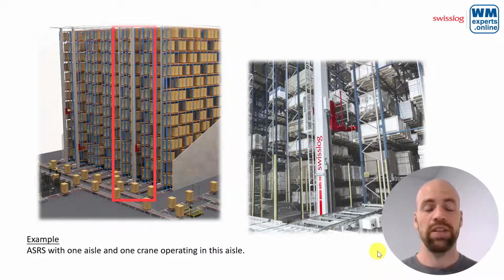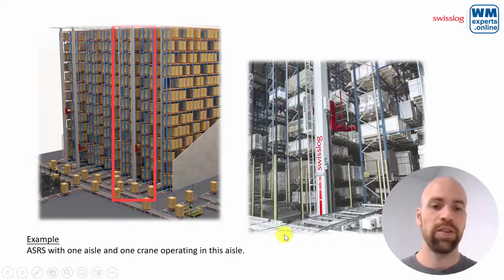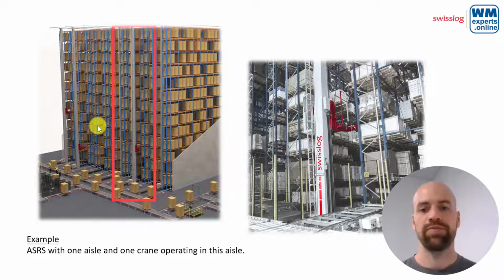Before we go into this, let us quickly talk about the practical example and the environment that I took here. Simply assume for the next minutes that you have a high bay with a crane operating in one aisle. So this is our automated storage and retrieval system for this video. One aisle and one crane and pallet movements into the aisle and out of the aisle. Very simple.